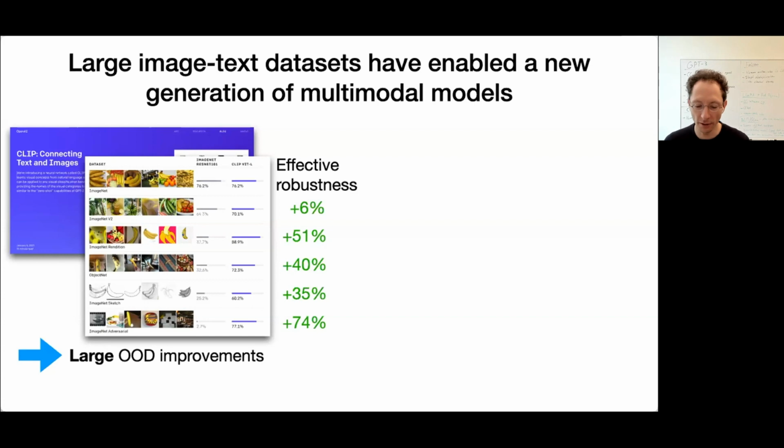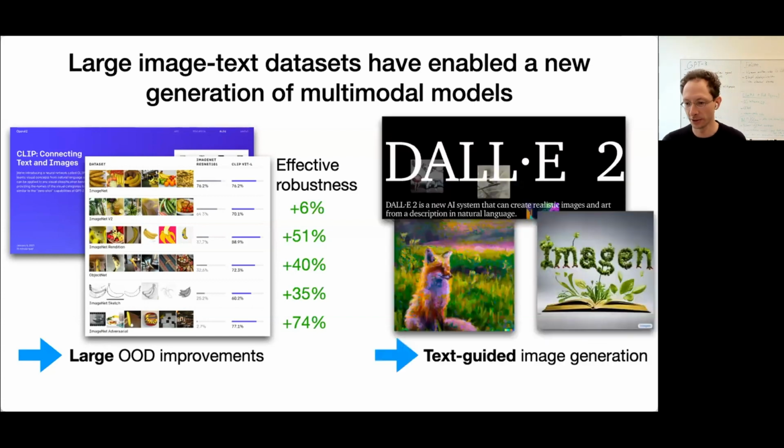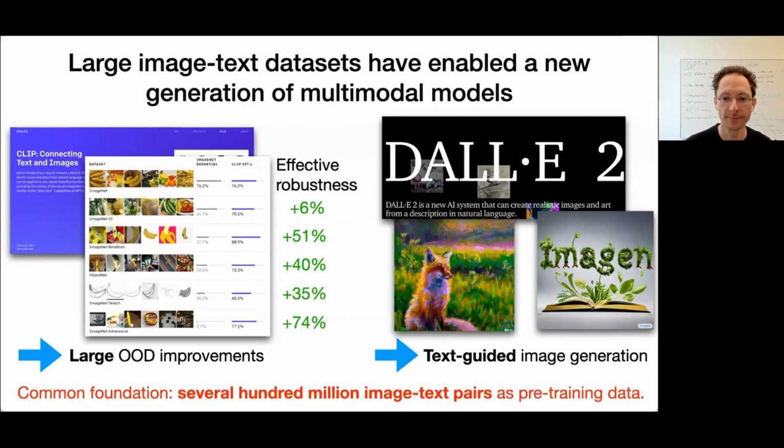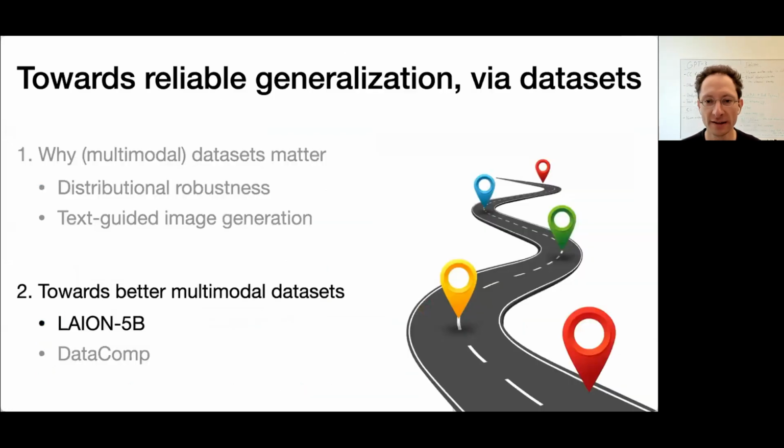Another story that happened in parallel that also received a lot of attention is text-guided image generation. I'm sure many of you have heard of DALL-E 2 or Stable Diffusion or Imagen. Basically, these pieces of software can take arbitrary textual descriptions and then generate a corresponding image. And all of these are also powered by large image text datasets. Cool. Okay, so now we are convinced that these large image text datasets are really key. And how do we build them? So let's look at this next.